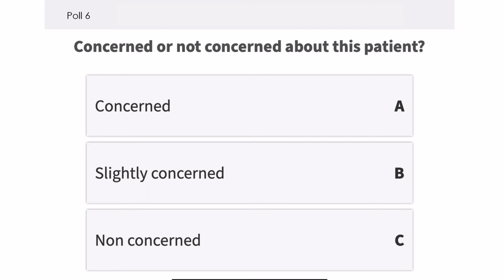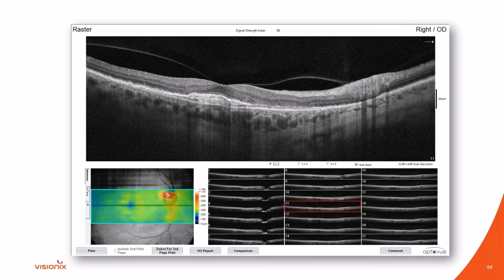And what's our breakdown? So it's 63% concerned, 33% slightly concerned, and 5% not concerned. And I would agree with that. You know, you take a look, and I'm a bit concerned about this OCT here. You take a look at, God, we've got some elevation here. You know, is this a membrane growing here?